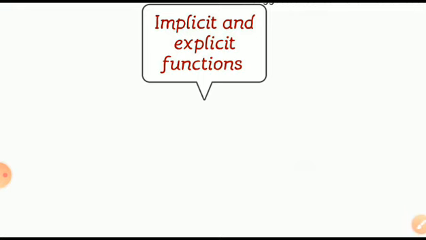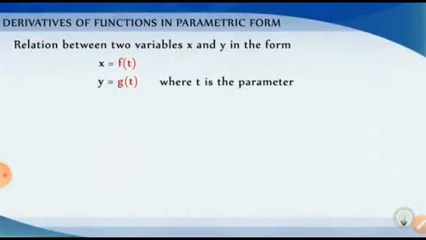Now for a parametric function, two functions, x and y, are expressed in terms of another parameter. That means x will be expressed in terms of some variable t, and y will also be expressed in terms of variable t. It is not only variable t; you can make use of any other alphabets. It may be expressed in terms of theta, or in terms of m. Now let us see how to find the derivatives of parametric form.